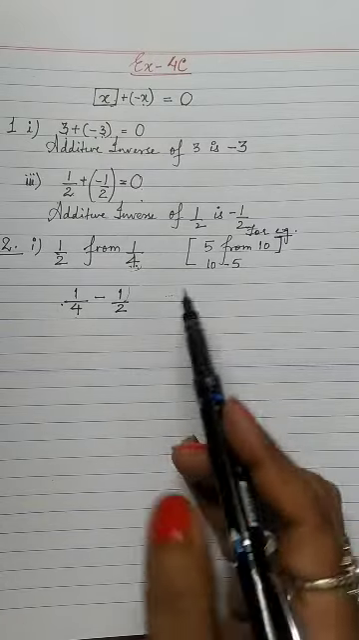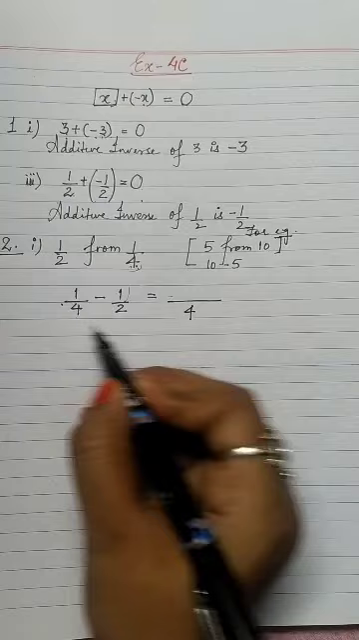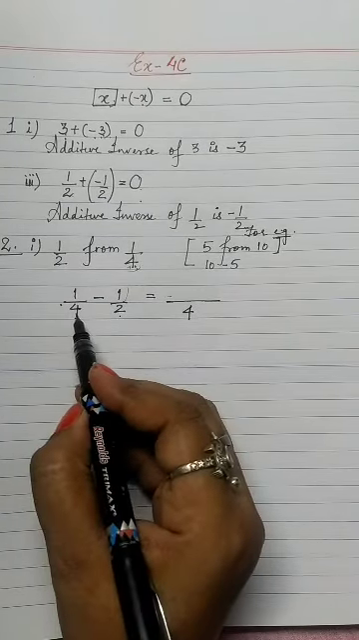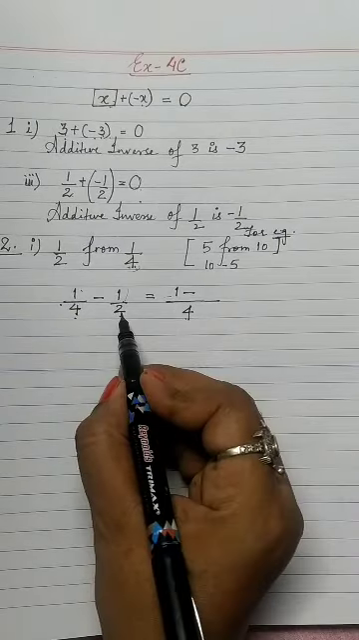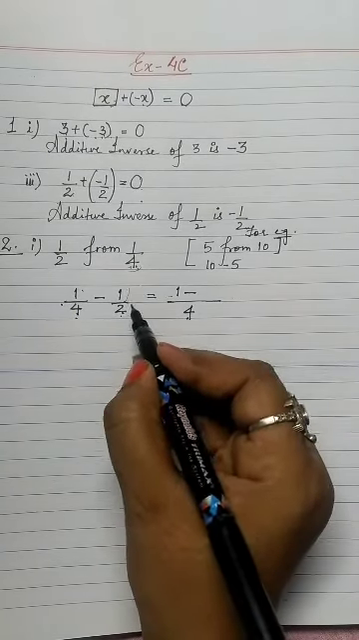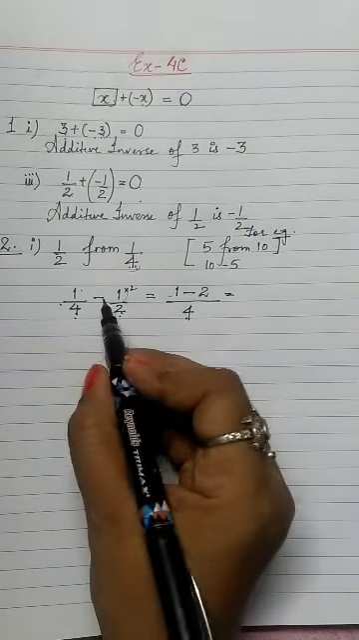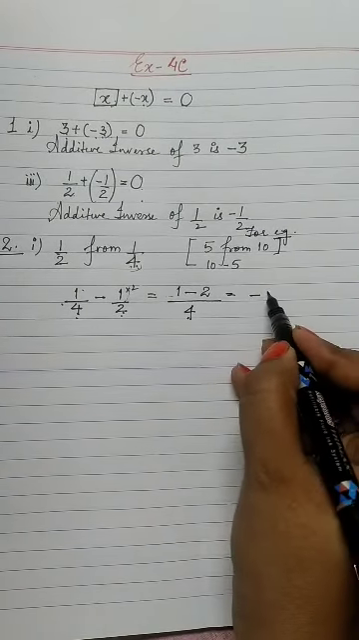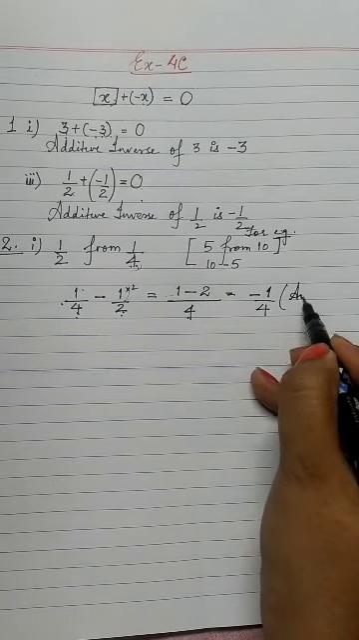So, 1 by 4 minus 1 by 2. You know how to find the LCM now? We know that the LCM of 4 and 2 is 4. So, 4 into 1 is 4, so 1 into 1 will give you 1, minus 2 into 2 is 4, so 2 into 1 will give you 2. Here it was a minus sign. So, 1 minus 2 will give you minus 1 upon 4 as the answer.